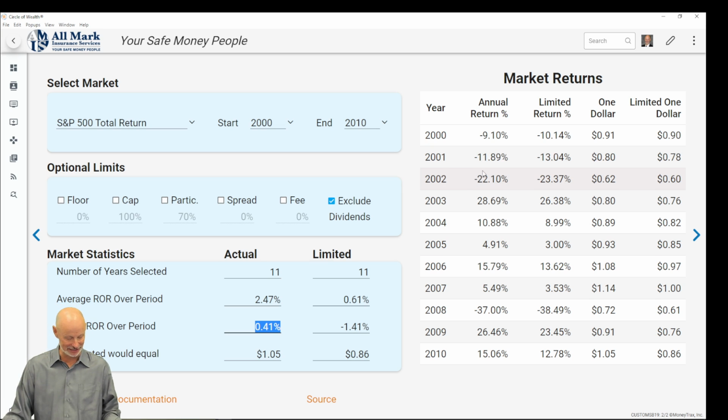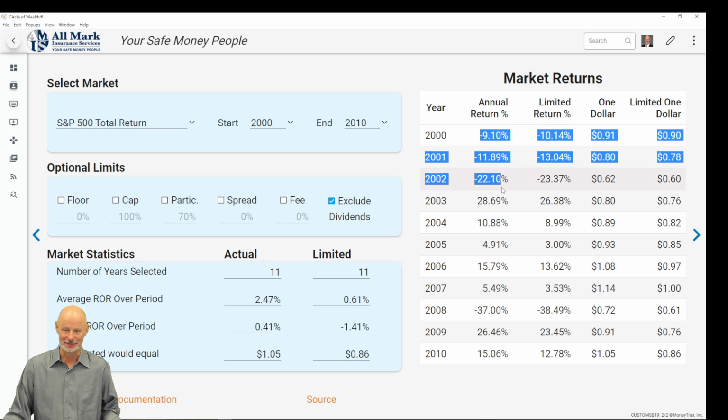Well, what happened during here is that we had 9.1% negative, 11.89 negative, 22 negative, 28% gain, 10% gain, 4, 15, 5, 26, and 15. Those are some fantastic gains. But these negative numbers were the numbers that knocked us out of the game.